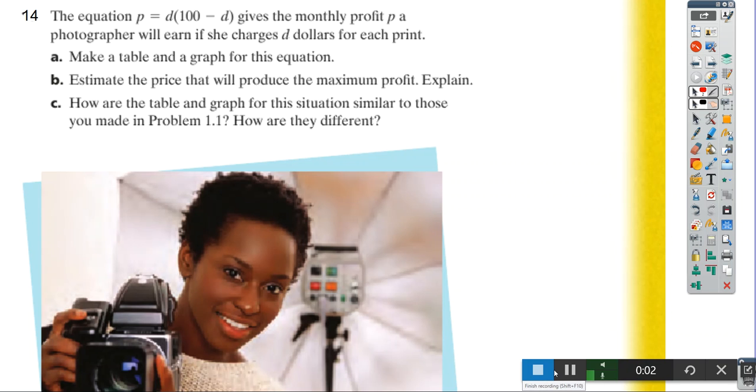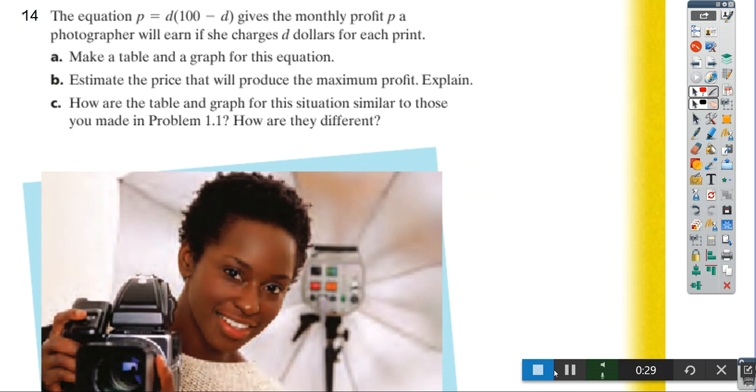All right, so we're taking a look at question number 14 in Frogs, Fleas, and Painted Cubes, Investigation 1. It is a connection between the business world and quadratics. The equation P is equal to D times the quantity 100 minus D gives the monthly profit, P, a photographer will earn if she charges D dollars for each print. Now, why would this be a quadratic relationship?